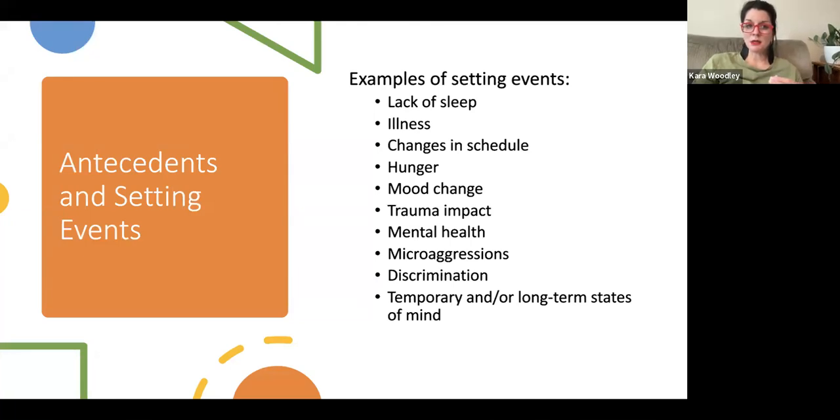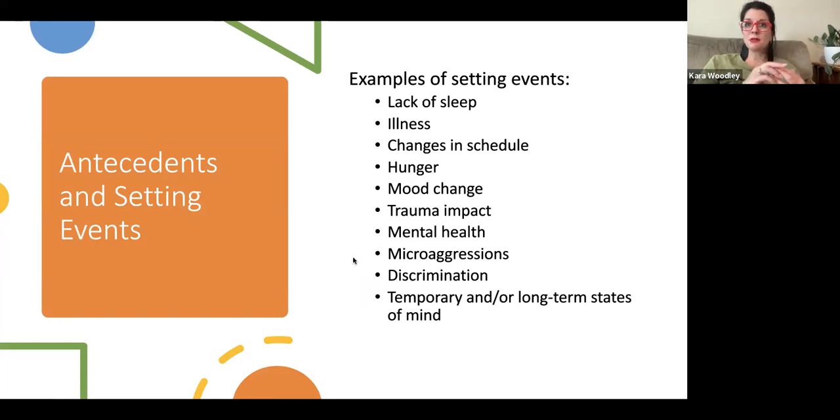A setting event is a little bit different. Examples of setting events would be lack of sleep, illness, changes in schedule, hunger, mood change, trauma impact, mental health, microaggressions, discrimination, and temporary or long-term states of mind. Now, I'm just giving a high-level overview here, so if you haven't done the reading, go ahead and do it, because it talks a lot more about antecedents and setting events. A setting event is something that is pervasive. It's around the student in their life. There might be trauma, mental health issues, some kind of oppression or discrimination. Maybe the students are experiencing homelessness or food insecurity. Those kinds of things are setting events.